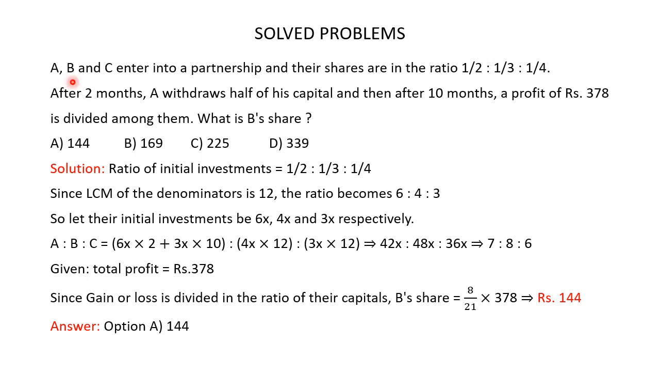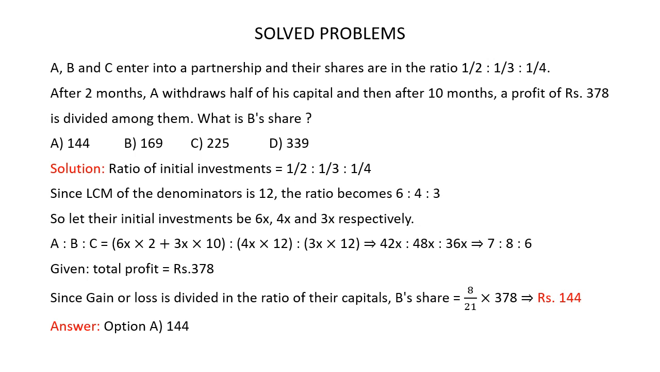A, B, and C enter into a partnership and their shares are in the ratio 1 by 2 is to 1 by 3 is to 1 by 4. After 2 months, A withdraws half of his capital, and then after 10 months, a profit of rupees 378 is divided among them. What is B's share? Here you are given four options and you have to find out which of these options is the correct one.